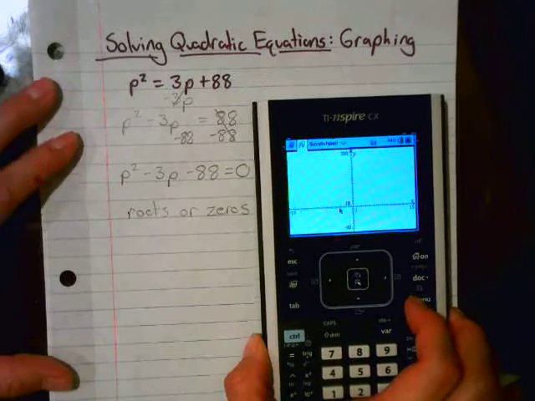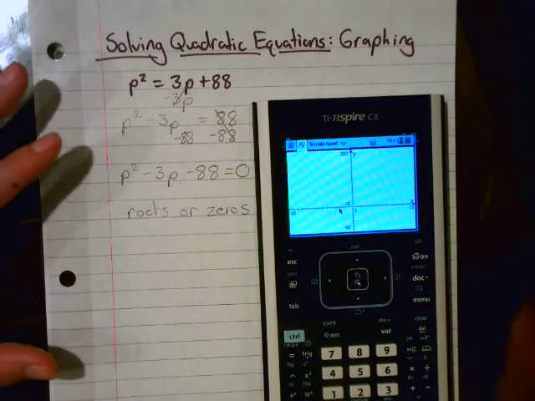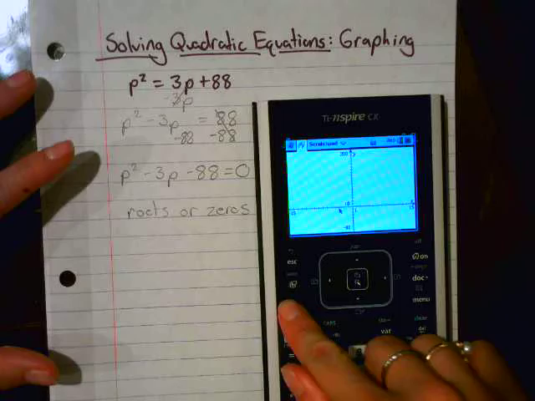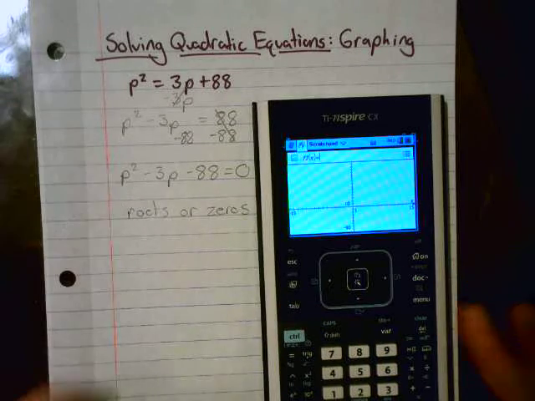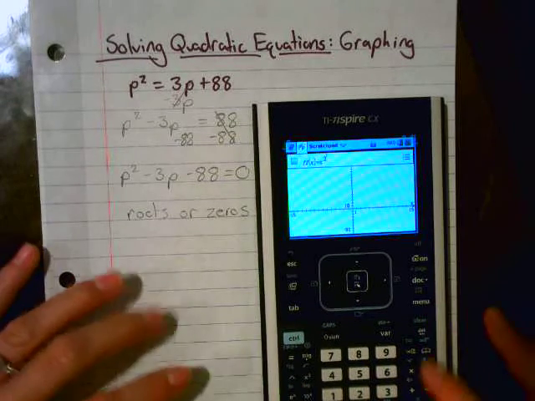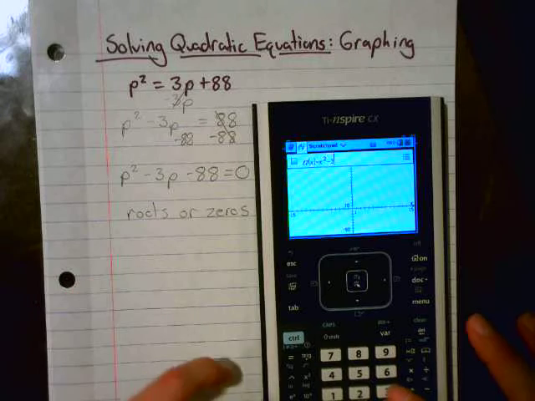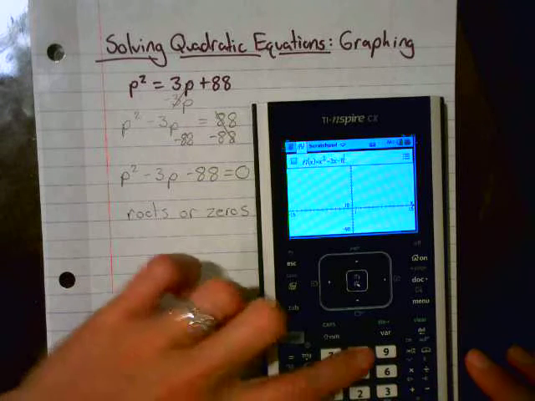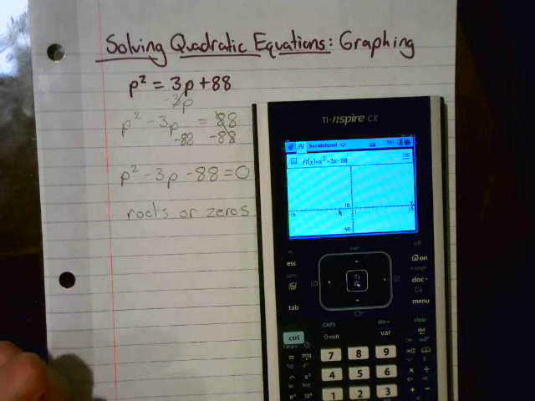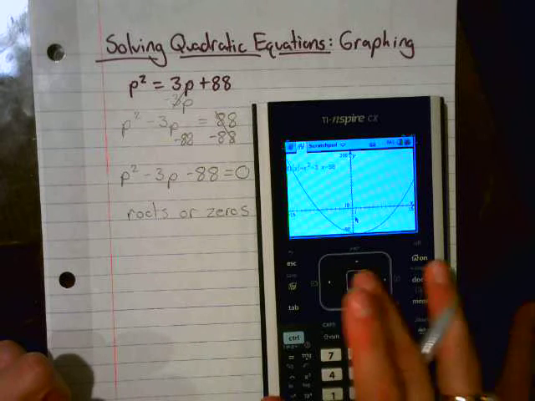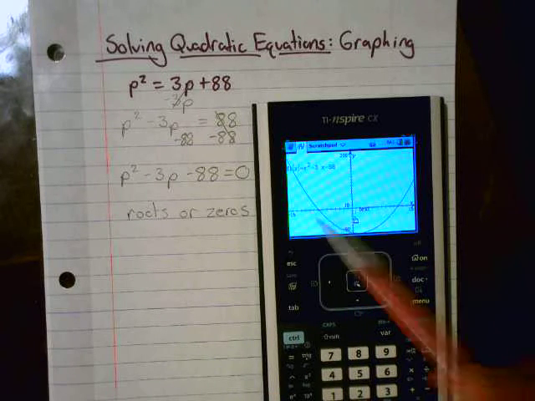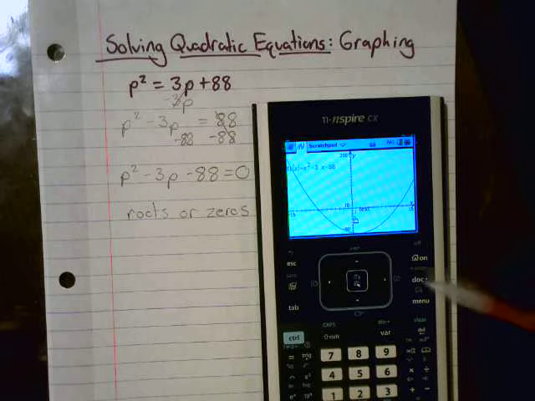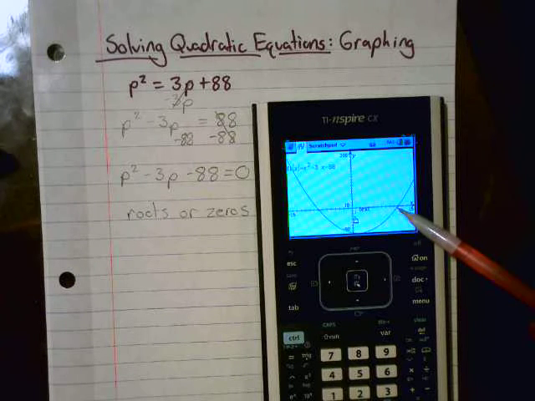Remember, if you're graphing, we're going to be looking at x and y. So I'm going to go ahead and enter this as x squared minus 3x minus 88. You might need to adjust your window. Mine's already adjusted so that I can see where it's crossing the x-axis, but you might have to play with that, so just be careful.